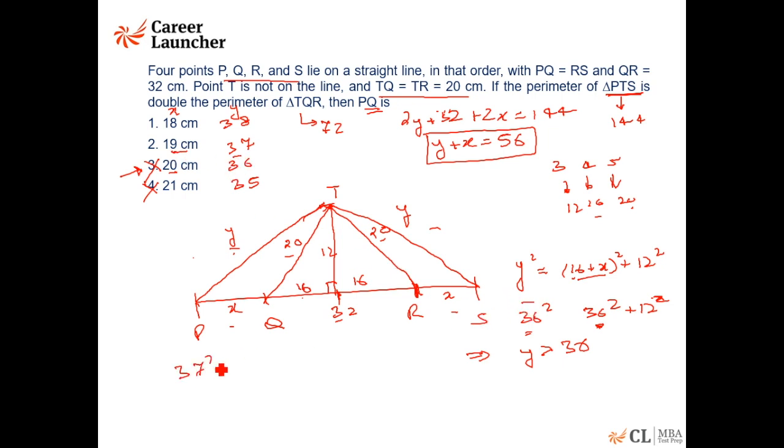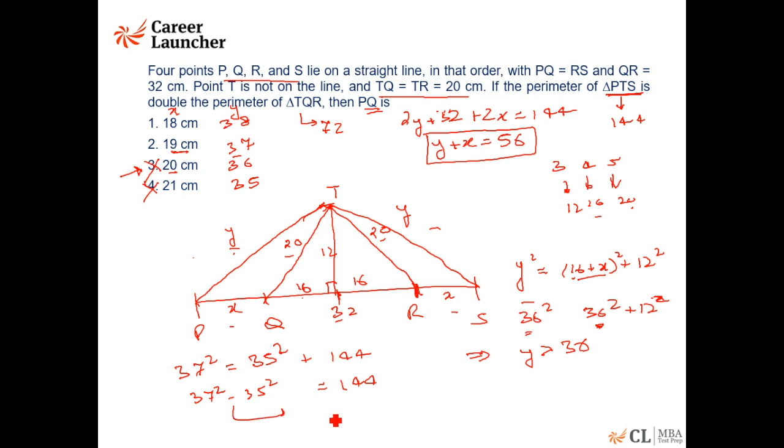Y square is 37 square, which should be equal to 16 plus x. 16 plus 19, since we have taken x as 19, is equal to 35 square, plus 12 square, which is 144. So 37 square minus 35 square should be equal to 144.